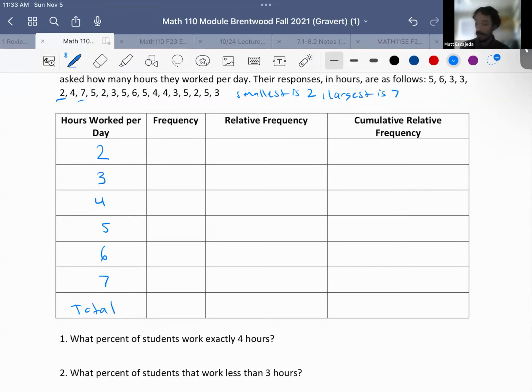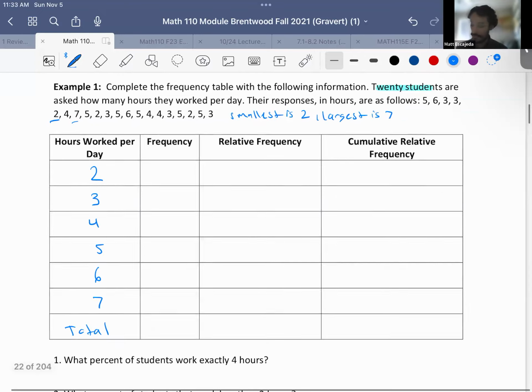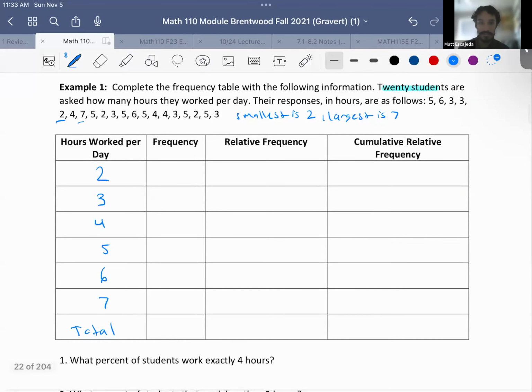Now what we want to do next is count how many students each work these amounts of hours. We're going to go through the list and see how many students work 2 hours a day. I'm counting 1, 2, 3. So that's 3.